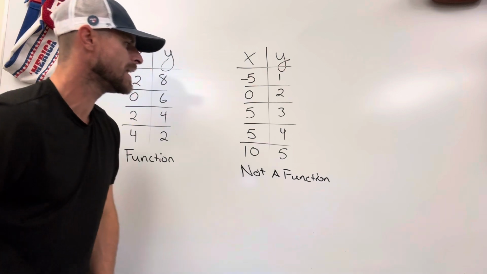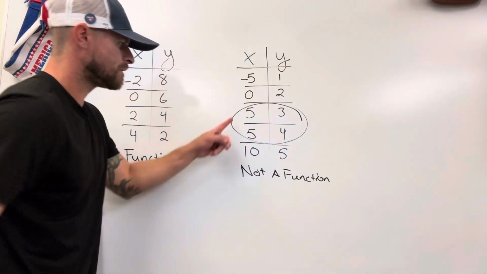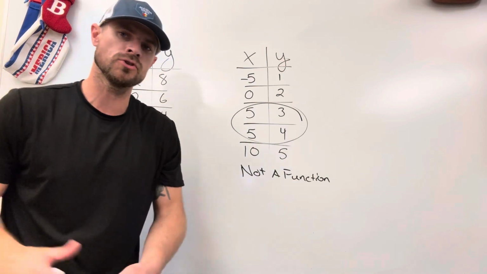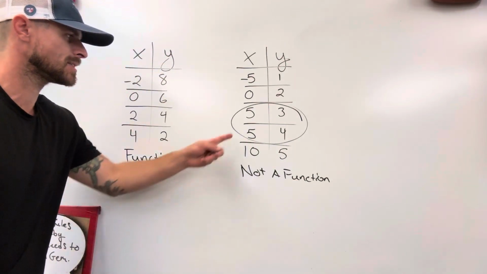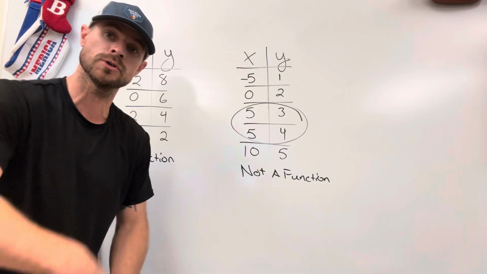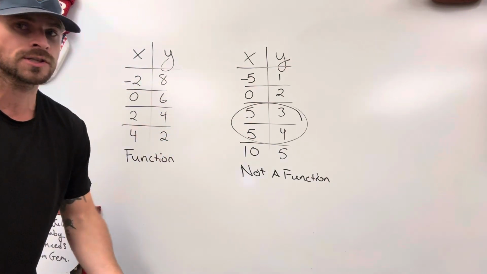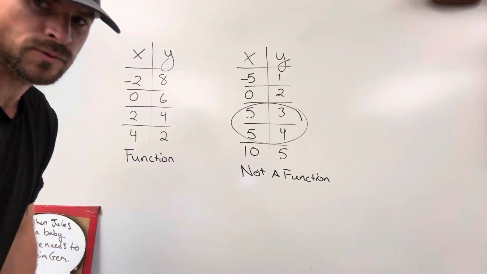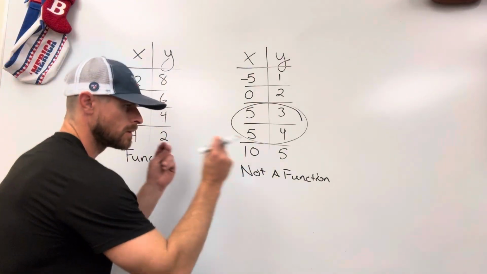Nice job out there. It's these, the 5s. 5's producing a 3, 5 is also producing a 4. 5 can't produce more than one value. In this case, it's producing a 3 as well as a 4, so it's producing 2 outputs, but functions can only produce 1. Hopefully that makes sense. Let's move on to the next one, mapping diagrams.